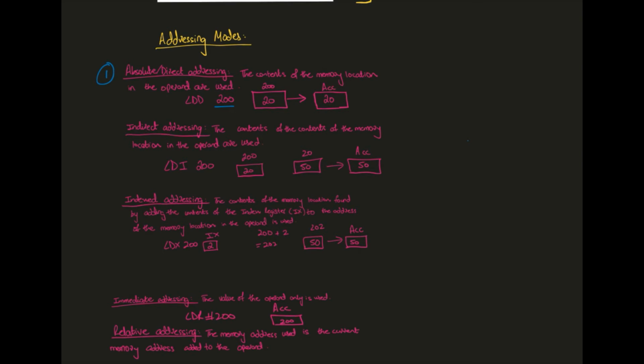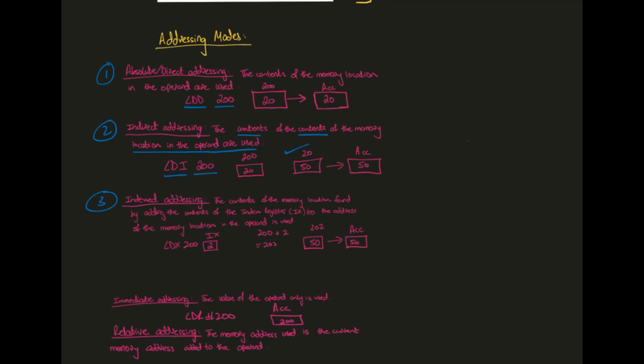Now we move on to indirect addressing. In indirect addressing, the contents of the memory location in the operand are used. So let us assume that this is LDI 200. This is the indirect addressing's opcode, and this is absolute addressing's opcode. Now what is the contents of the memory location in the operand? You have this memory location 200, and the content here is 20. This is your new address, and then you go to that new address, and the content from memory address 20, which is 50, is loaded into the accumulator. So this is how indirect addressing works.